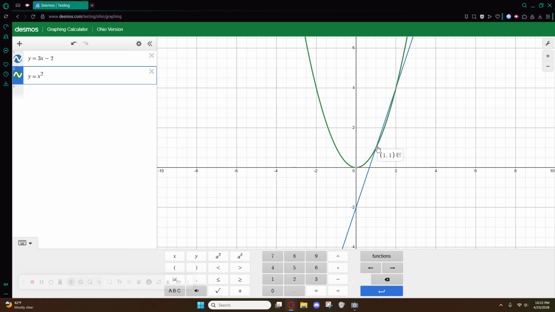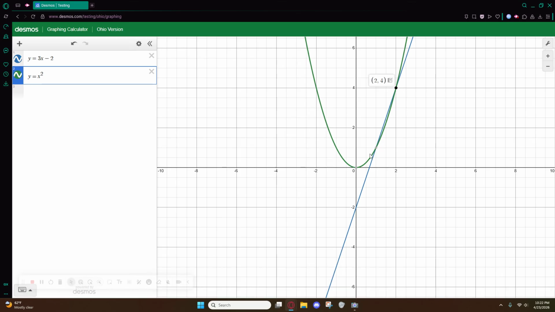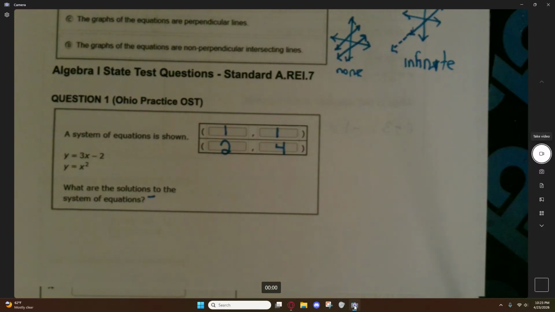So you're looking for 2 solutions. Again, if you just finished typing one of the lines, it will mark the points for you where they touch. So, 1, 1, and 2, 4. That's it. Simple as that.